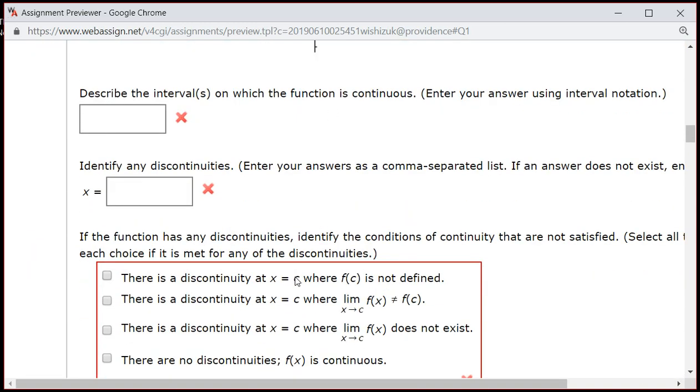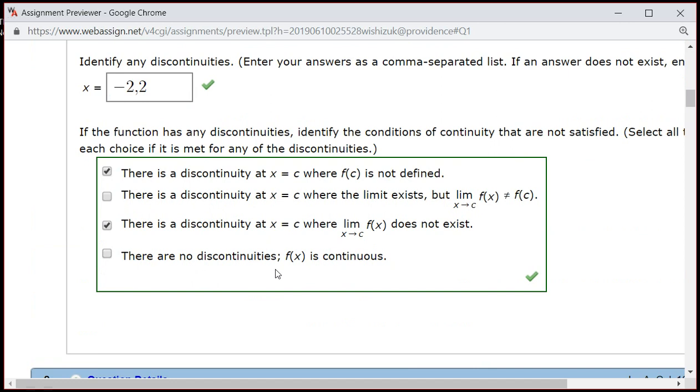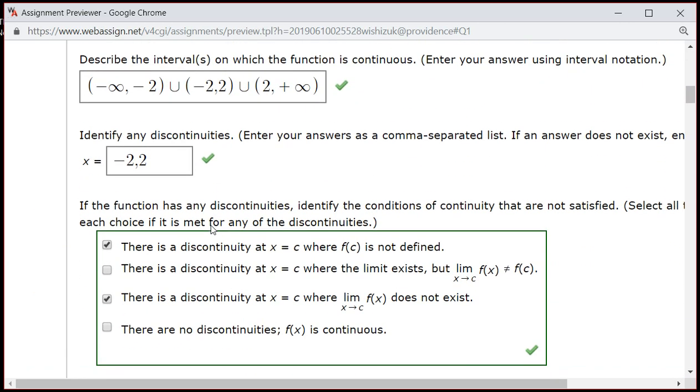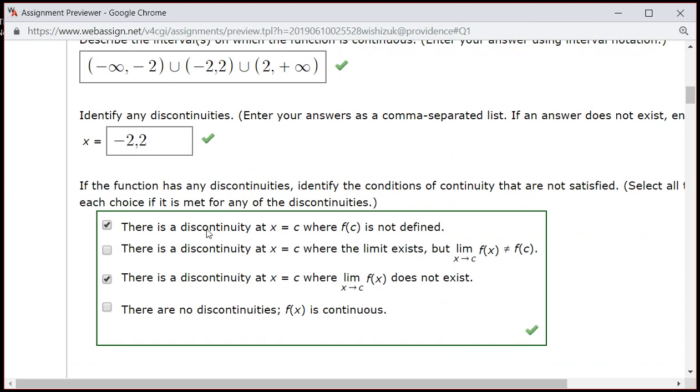Let's check the answer. It came back and looks like we got the third part correctly as well. That's it. I hope that this was clear.